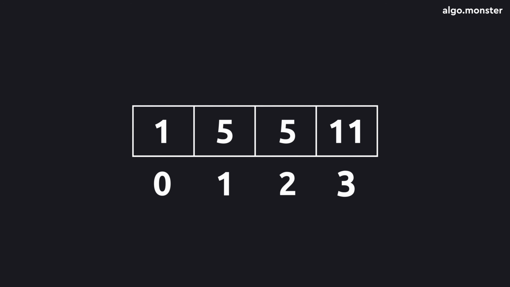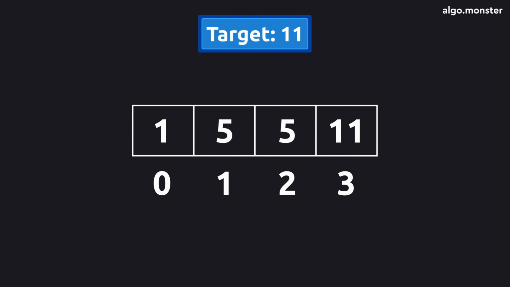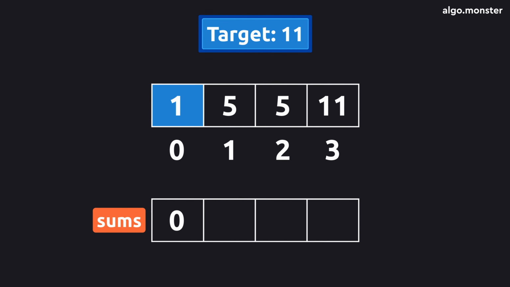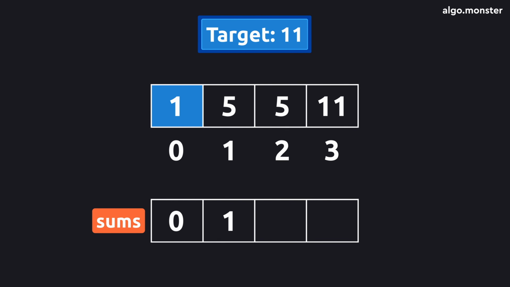Now let's think in dynamic programming terms. We need to check whether we can build the sum 11 from the array elements. Let's think about how we build sums in general. Take the first element, 1. What sums can we build now? Only 0 if we don't take anything, and 1 if we take that 1.